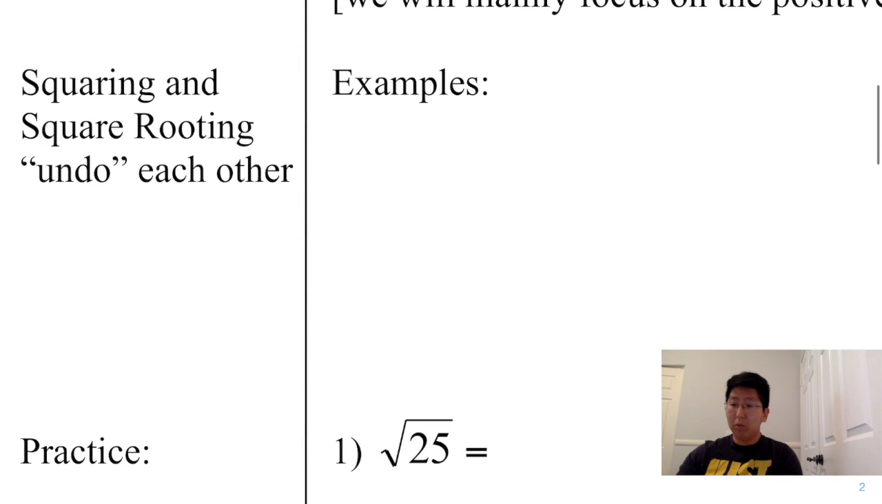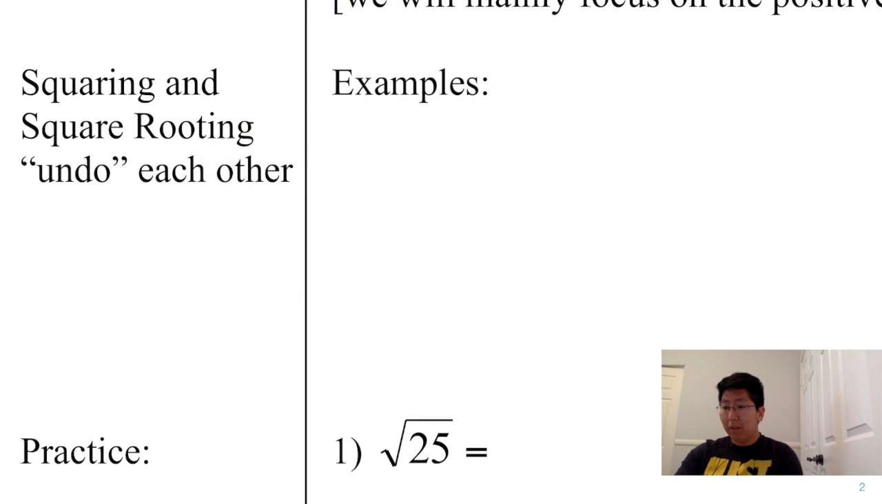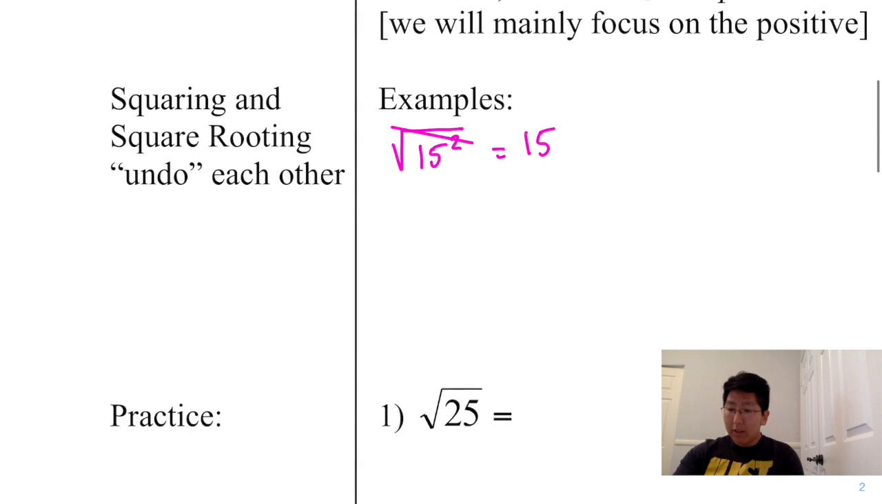Squaring and square root undo each other. So I'm going to give you a couple examples. Let's say the square root of 15, right, squared. So that's going to mean that 15 times 15 inside. These two cancel each other out. Here, let's make this a little bit more clear. The square root and the 2 cancel each other out, and that's going to equal 15. So what I'm trying to say is that squaring and square root undo each other. They are kind of like opposites, like inverse, okay?